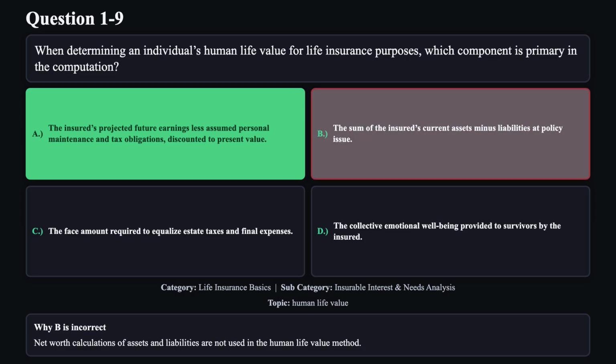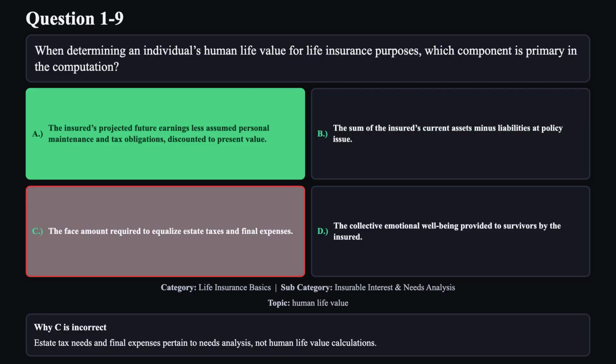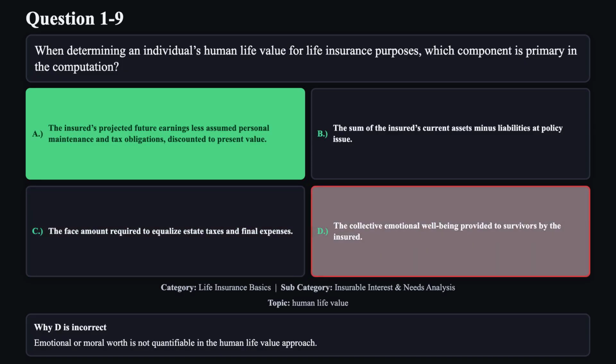Net worth calculations of assets and liabilities are not used in the human life value method. Reason C is not correct. Estate tax needs and final expenses pertain to needs analysis, not human life value calculations. Reason D is not correct. Emotional or moral worth is not quantifiable in the human life value approach.